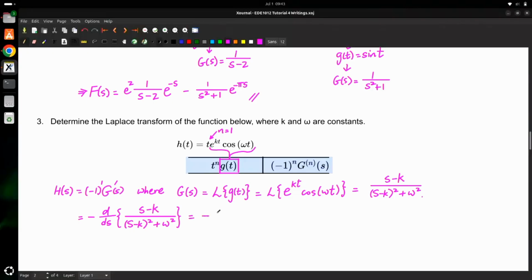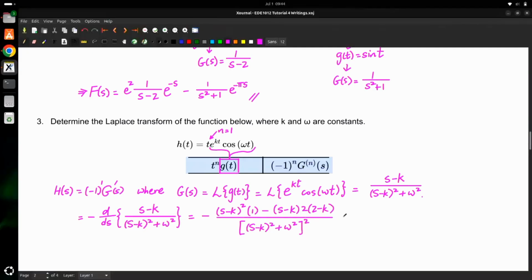So it will be a minus of, hold the denominator, then differentiate the numerator, which will give you 1, minus hold the numerator, differentiate the denominator, which will give you 2 times s minus k, then divide by the entire denominator squared.